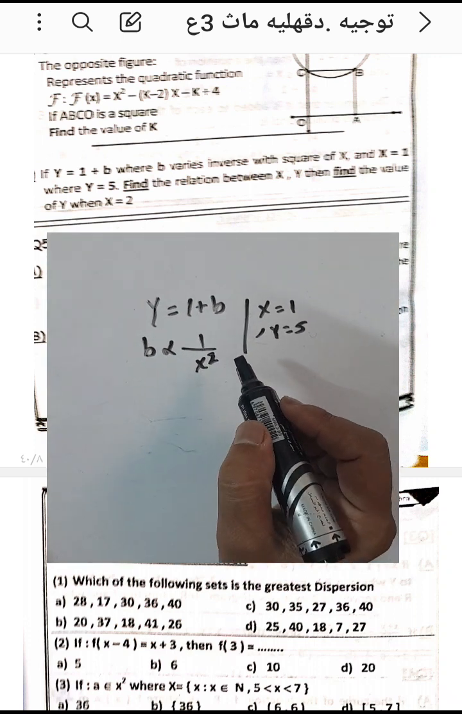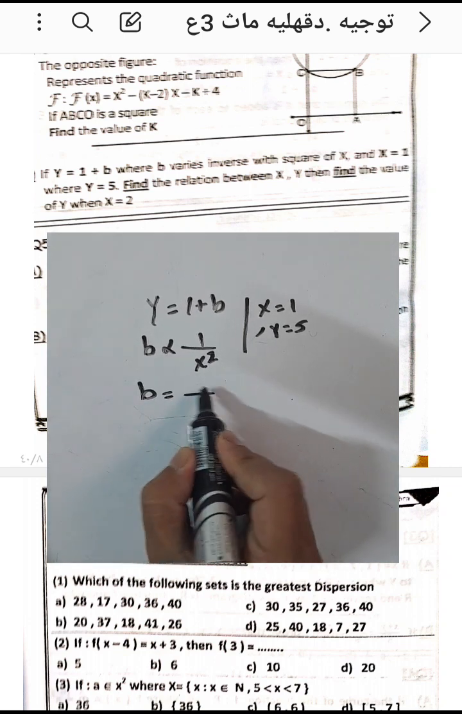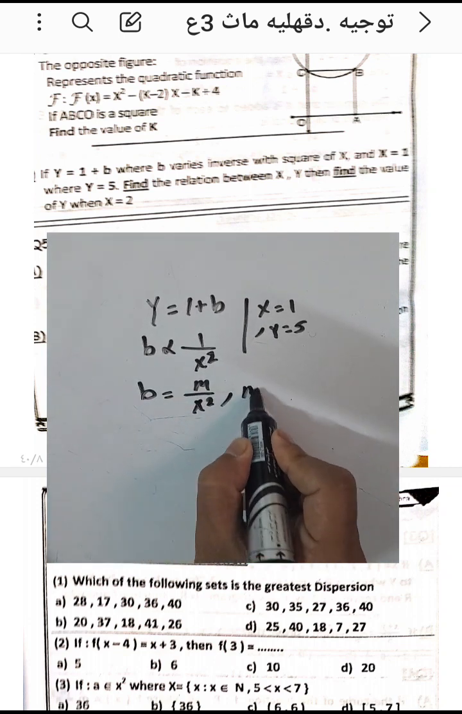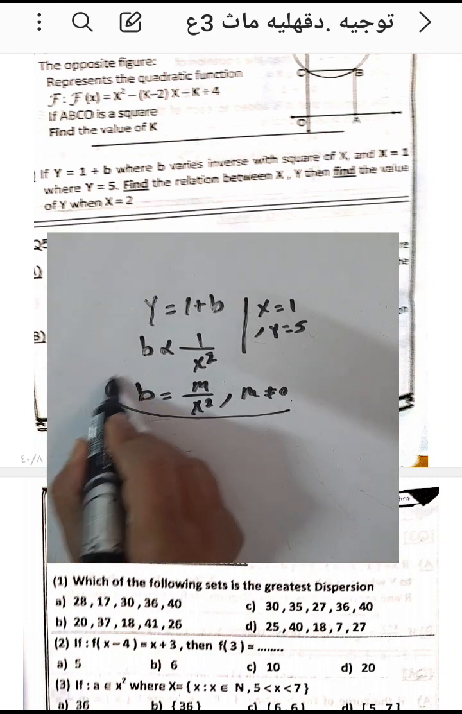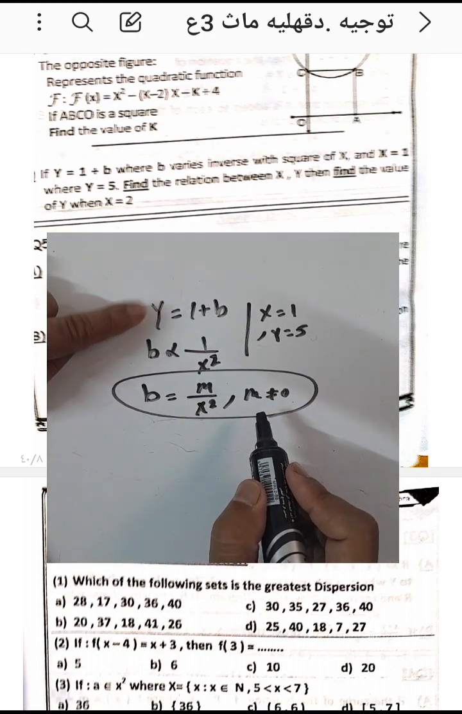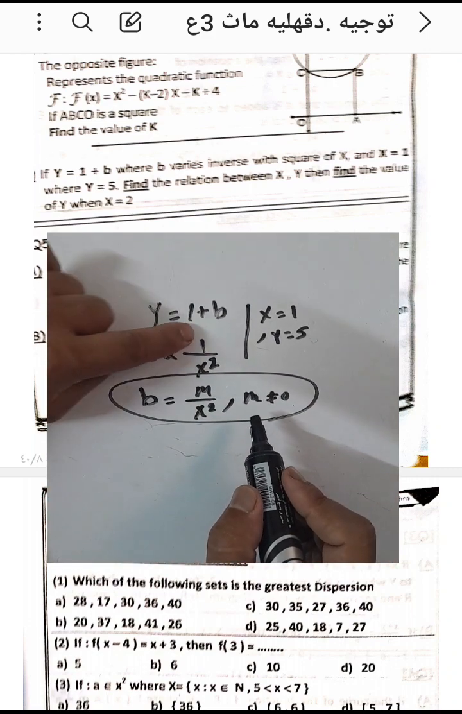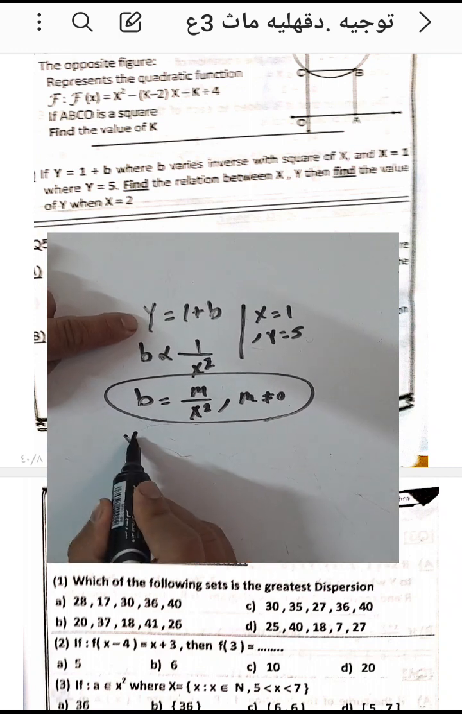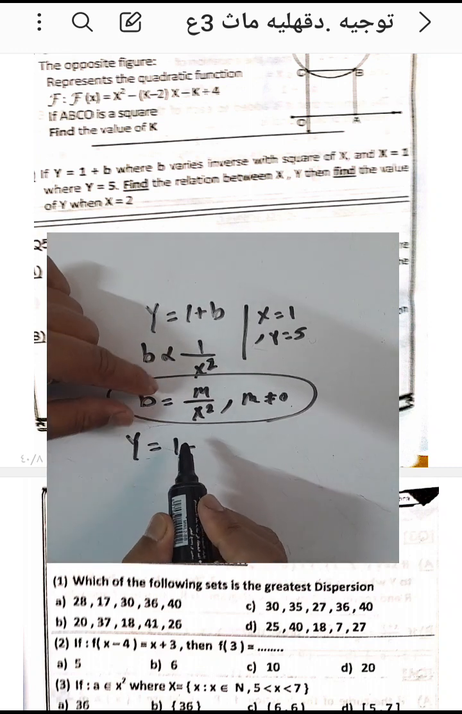Okay, first we will put b equal m over x power 2, when m not equal 0. It's constant, okay, about relation. And then put here about this function 1 plus b equal y. Then y will be 1 plus, cancel b and write m over x power 2.